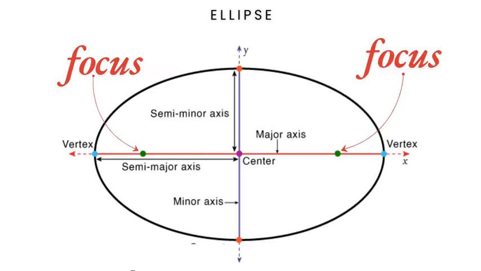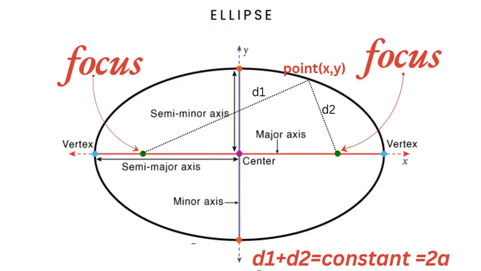An ellipse is defined as the set of points where the total distance from two fixed points is always the same, and the two fixed points are called foci of the ellipse. In other words, the total distance of any point on the ellipse from these points is always constant.